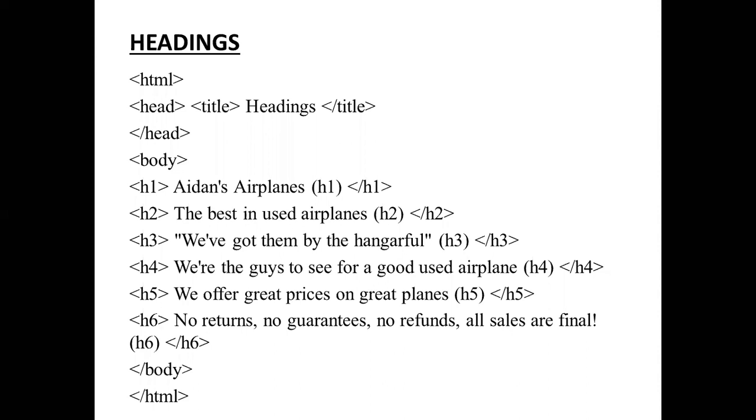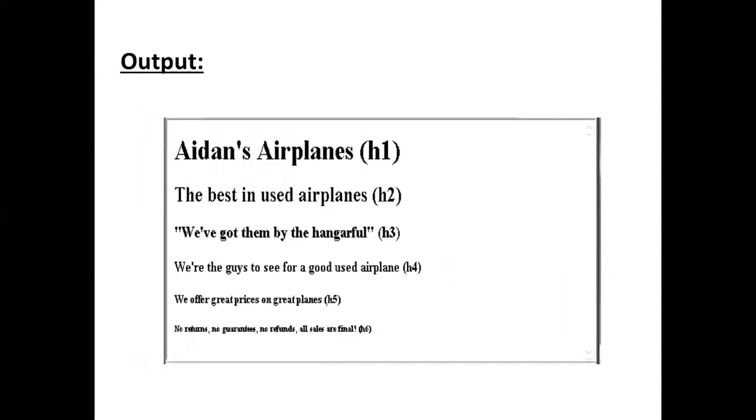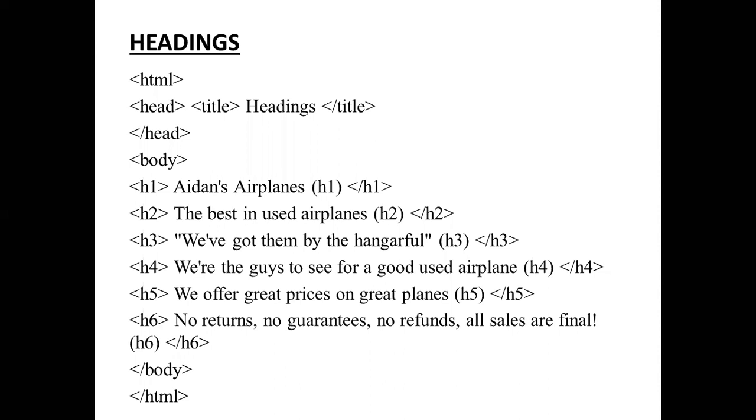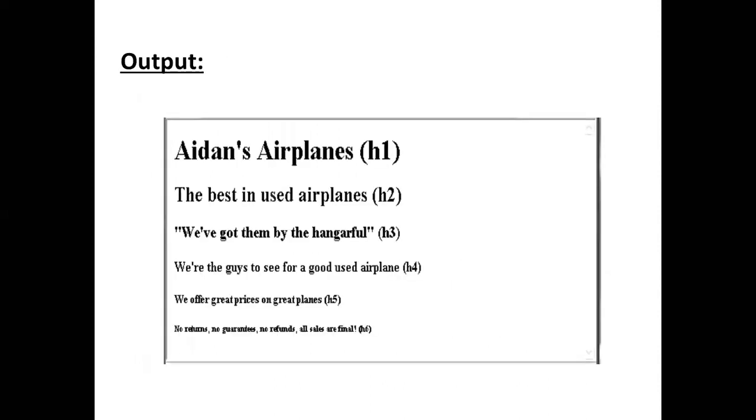Here, in the first one, H1, we give the heading for airplanes. Here the size is, suppose for example, 20. The next line, the best in used airplanes, has a decreasing size. Next we have the next heading. The size is decreasing from H1 to H6.